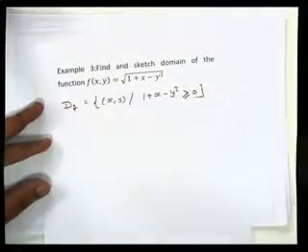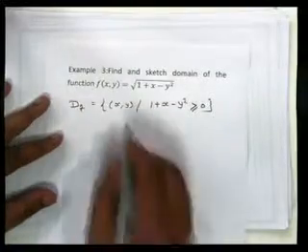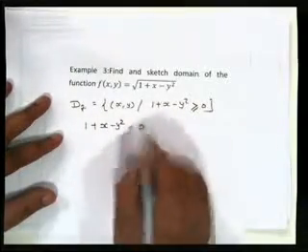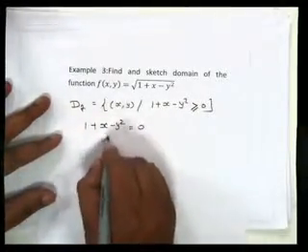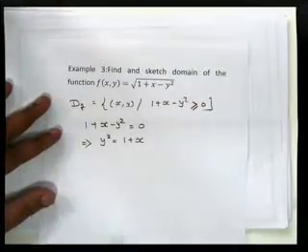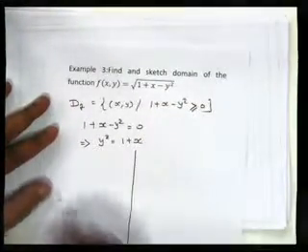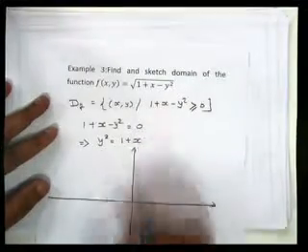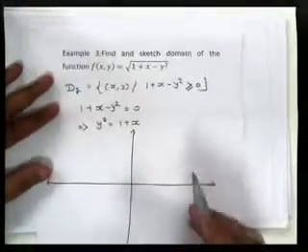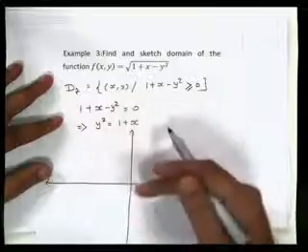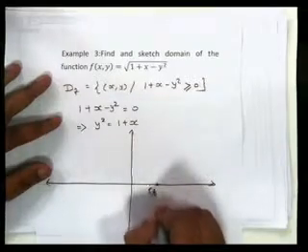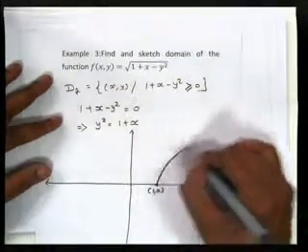So let us trace this curve, 1 plus x minus y square is equal to 0. From this we get y square is equal to 1 plus x, and this is a well known curve, it is a parabola. Let us trace this curve, and here the inequality is greater than or equal to, so the points on the curve are in the domain. This curve is symmetric about the x-axis, and the vertex is at 0 1. So this is the parabola.